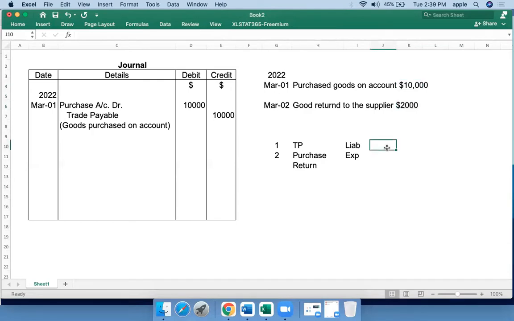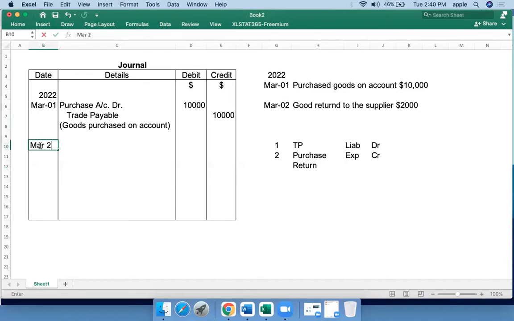Decrease in liability, debit. And is expense increasing or decreasing? Expense is decreasing now. When I purchased, expense increased. Now I am returning, so expense will decrease. Decrease in expense, what? Credit. Right. Agree? So now let's see the recording.